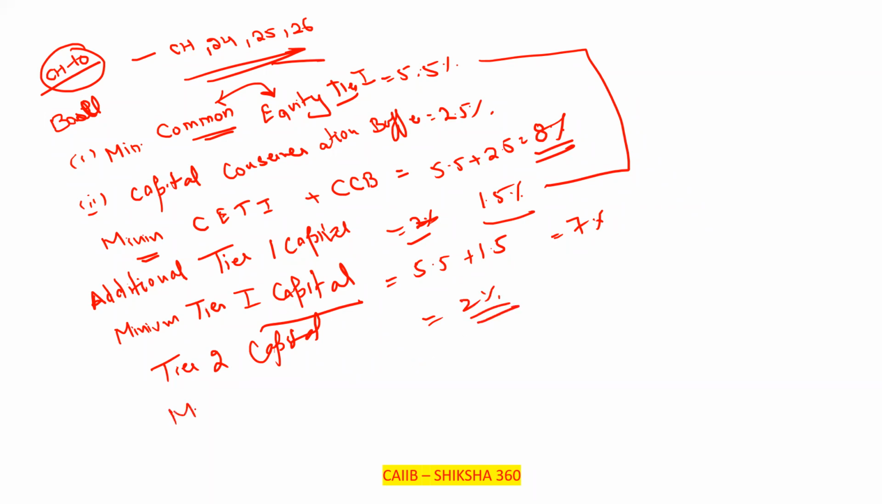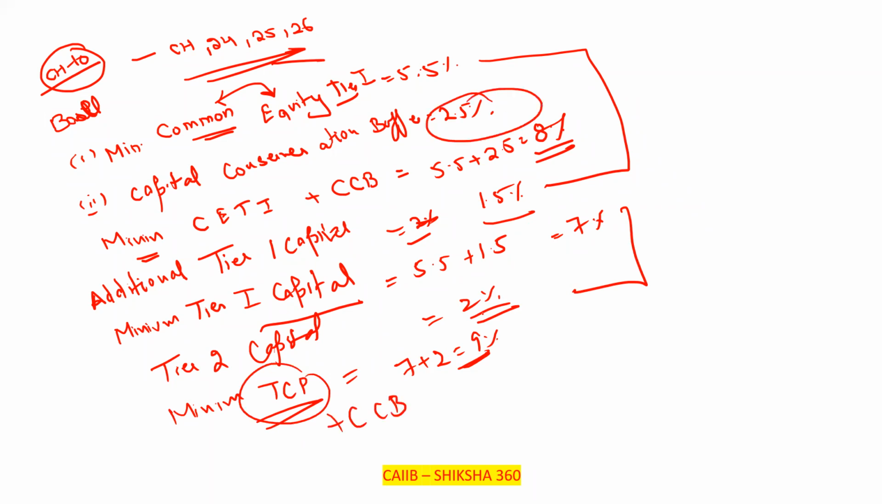So the minimum total capital ratio is tier 1 plus tier 2. Tier 1 is 7 and tier 2 is 2%, so 7 plus 2 is 9%. And this one plus the capital conservation buffer, which is 2.5%: 9 plus 2.5% is 11.5%. So this is the overall table. If you go through the table in a technical and proper way, you will be able to answer all the questions regarding it.